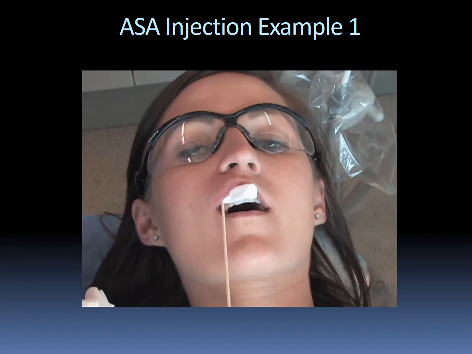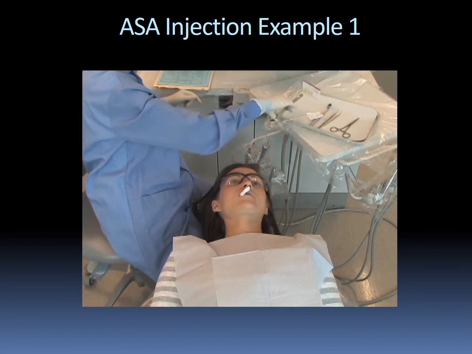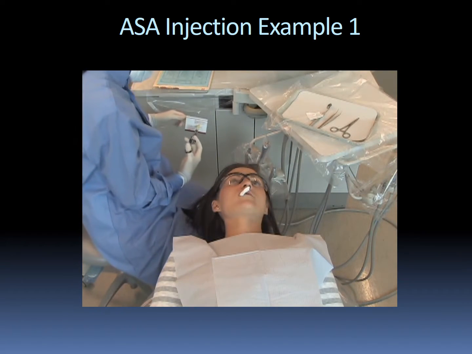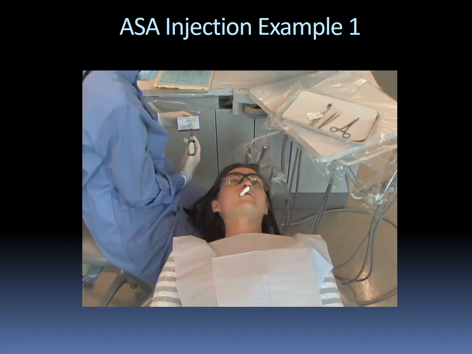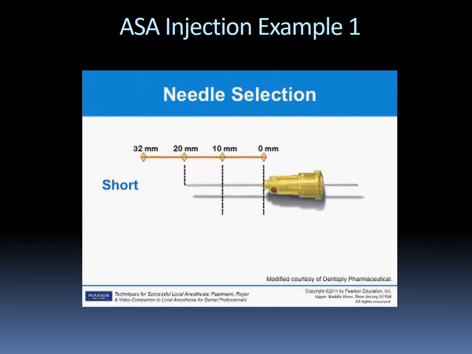While the topical is in place, use both hands to obtain and ready your syringe, making certain that the bevel is toward the bone and the large window toward the operator. Follow all steps and procedures listed in the video clip entitled Basic Steps in the Administration of Local Anesthesia. A 25, 27, or 30 gauge short needle works well for this injection.